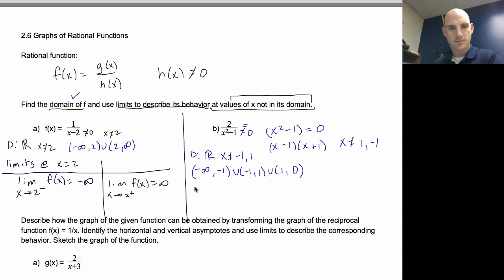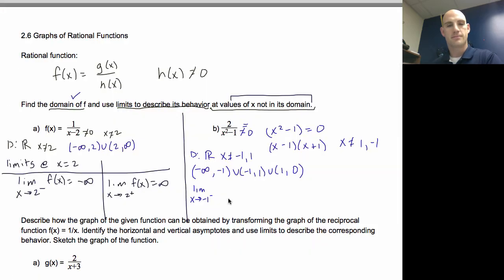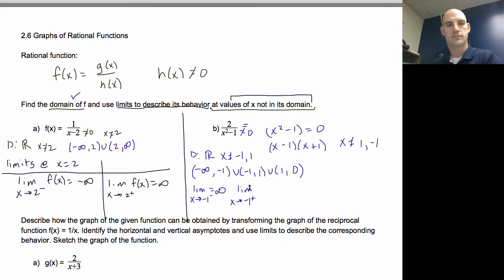So here we go. The limit as x approaches, and I'm going to go systematically left to right. The limit as x approaches negative 1 from the negative side is going to be infinity. The limit as x approaches negative 1 from the positive side is going to be negative infinity. Those are my first two. Those are two limits as it approaches one of the values not in the domain.